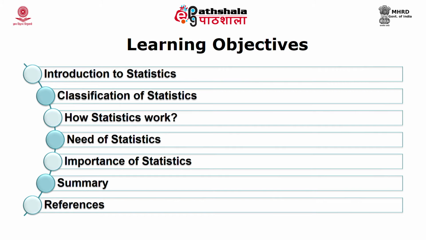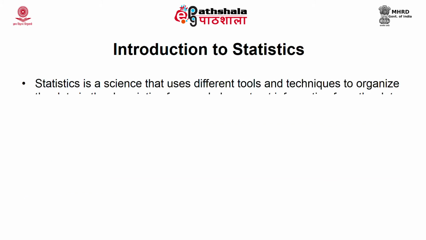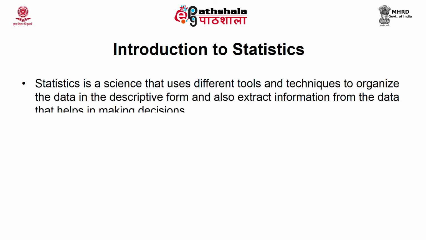The basic of statistics is a science that uses different tools and techniques to organize the data in the descriptive form and also extract information from the data that helps in making decisions. For example, let us consider a survey in which our objective is to see the population in a particular region affected with a particular disease.